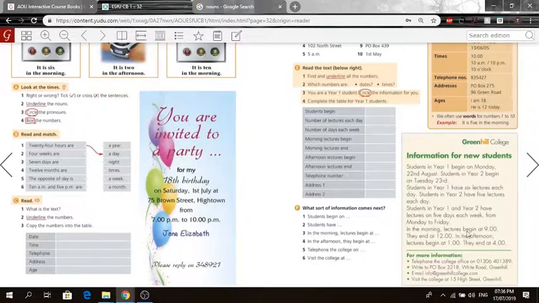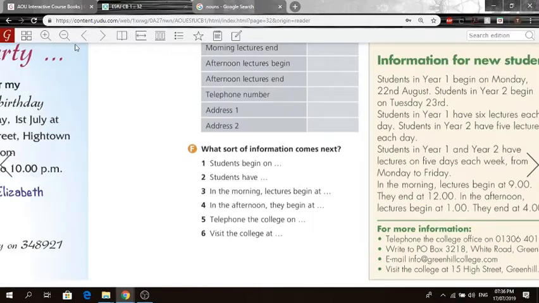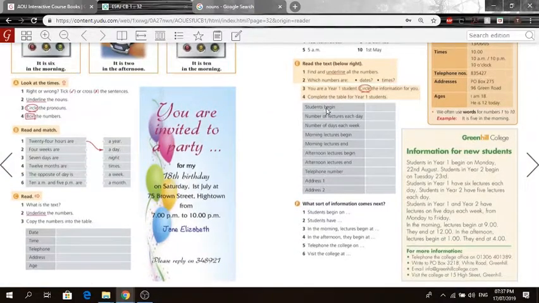So in the morning, lectures begin at 9 and they end at 12, and in the afternoon, lectures begin at 1, and they end at 4. So we're just going to circle this as well because it applies to us. So, oops, my bad. So students begin, we know that's for us because we're year 1, we begin on Monday, so we'll write Monday down here. So number of lectures each day. Students in year 1 have 6 lectures, that's us, so 6 lectures. You can write 6 down, S-I-X, okay? So number of days each week. We have 5 days each week, so we'll write 5 down, okay?